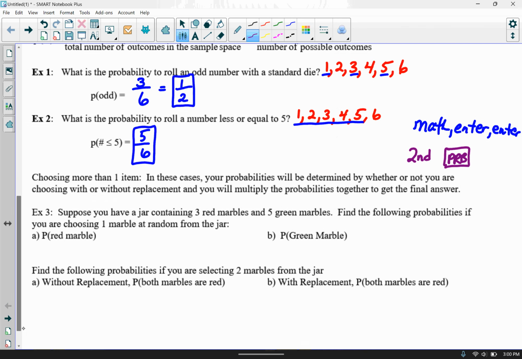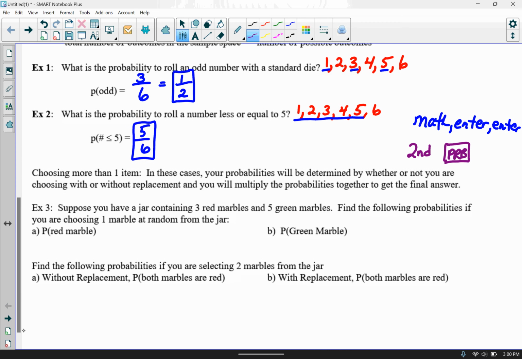All right, so now let's come on down below and let's talk about if we wanted to choose more than one item in our probability. And so in these particular cases, we're going to be concerning ourselves with whether or not we're looking at with or without replacement. And so we'll calculate those probabilities with or without replacement, depending on how it's indicated. And then what will happen is we'll multiply those probabilities together to get our final answer. So you'll see that play out here in the second part of example 3.